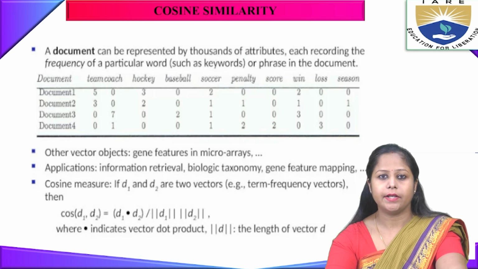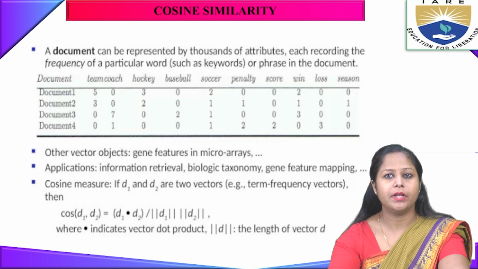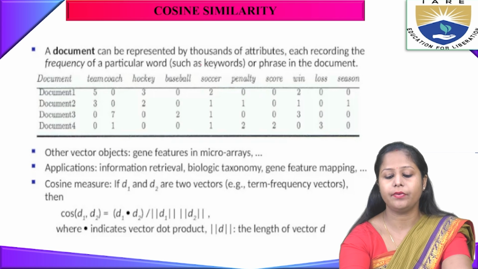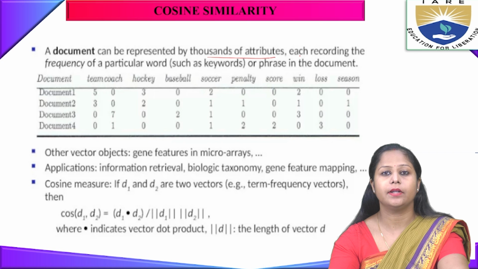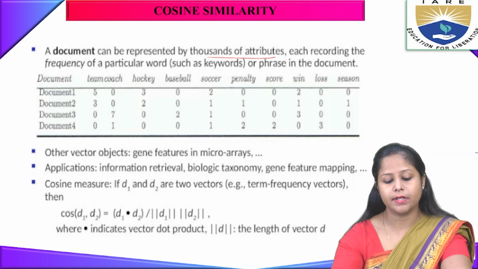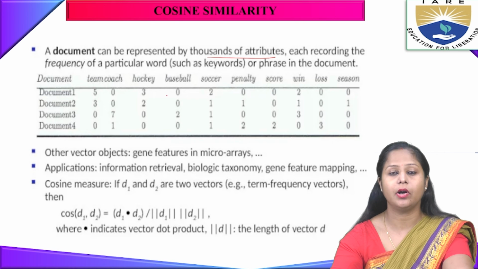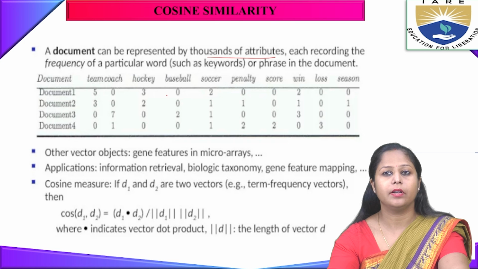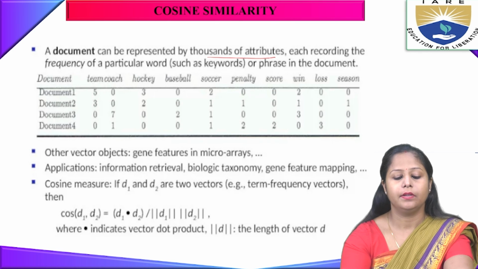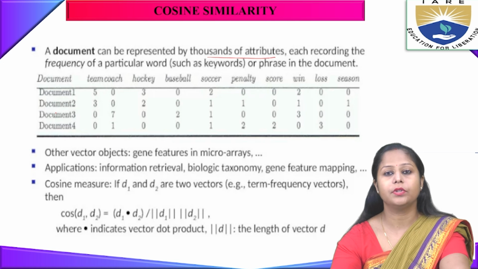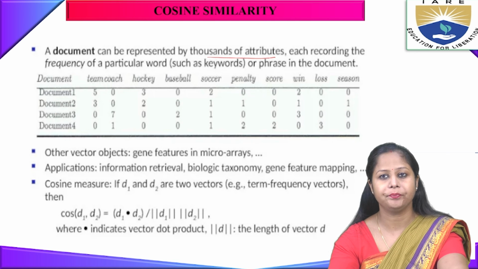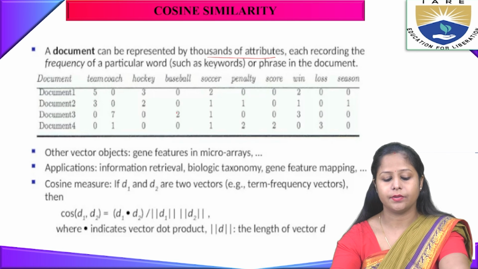So cosine similarity. A document can be represented by thousands of attributes, each recording the frequency of a particular word, such as a keyword or phrase, in the document. So this is the example. We are having the columns document, team, coach, hockey, baseball, soccer, penalty, score, win, loss, and season. The records we are having are document 1, 2, 3, 4. So we are having some data objects in that.